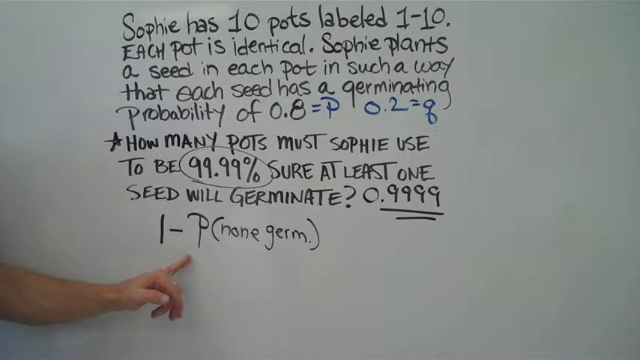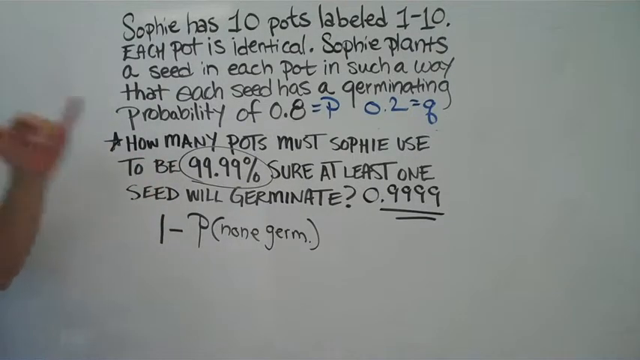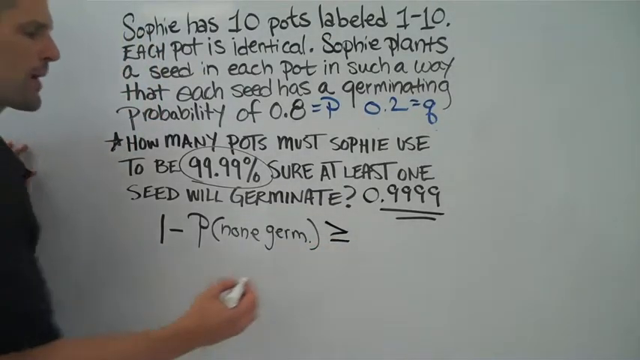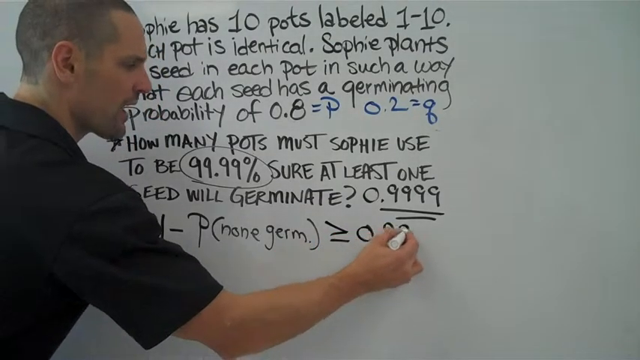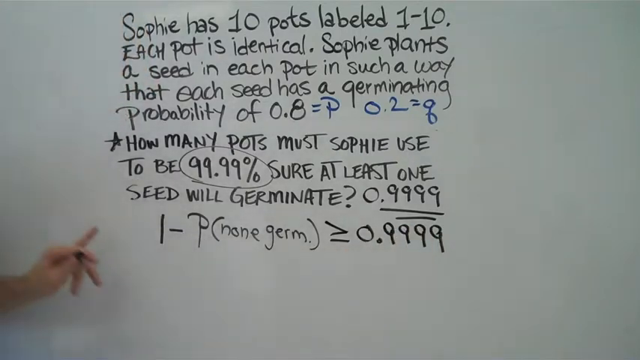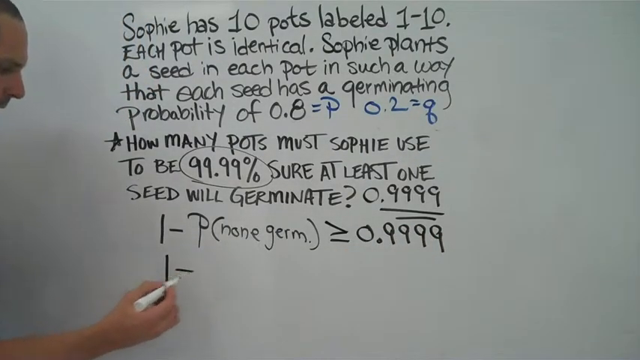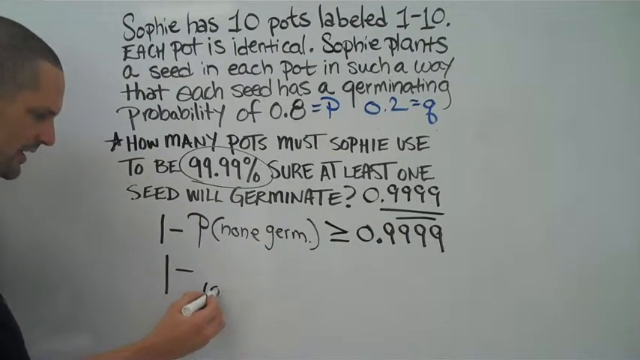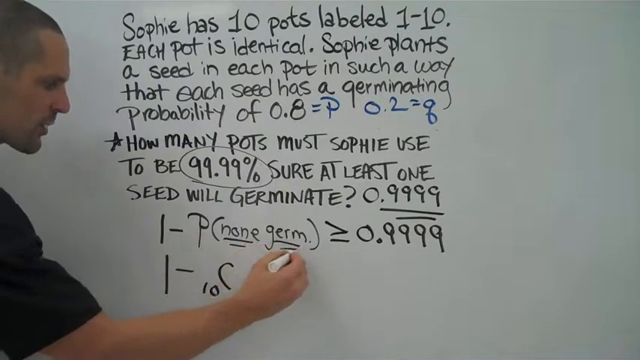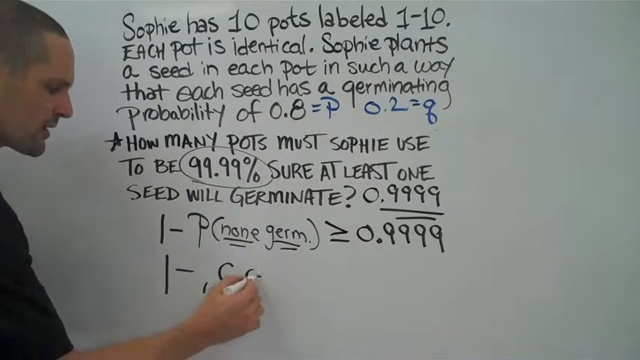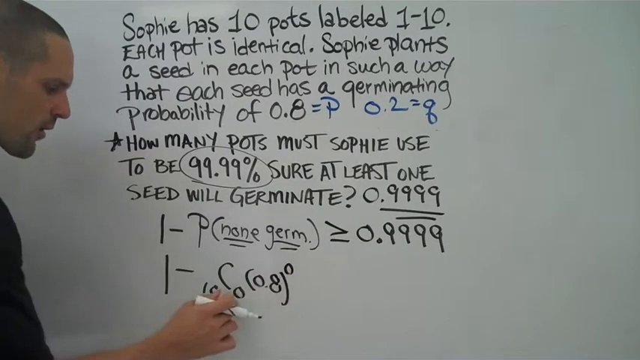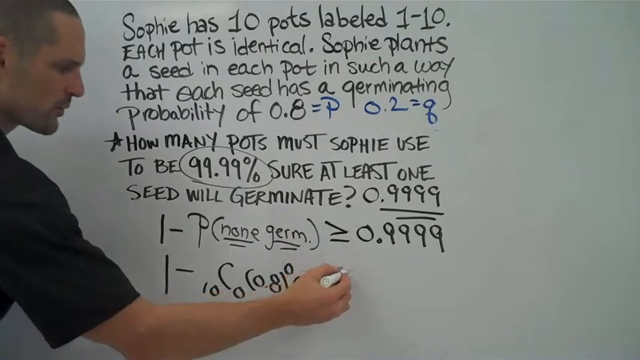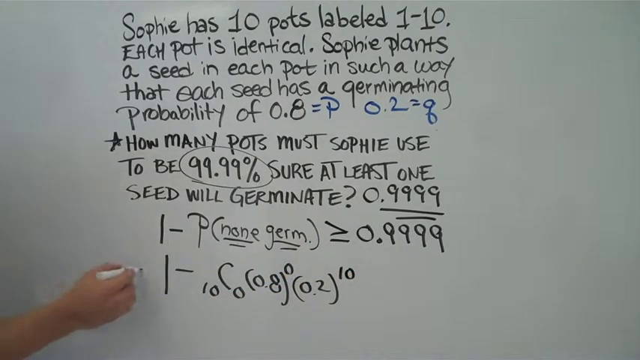Well, 1 minus this probability represents the probability that at least one germinates, and this is going to be at least 99.99, so that's at least 0.9999. Well, what does this mean? This is 1 minus the probability that none germinate, which would be 10C0. I want none to germinate, 0, and that's going to be 0.8 to the 0, whatever's there goes there. 0.2, the probability of failure, to the 10. So we're going to pick up here in a second.